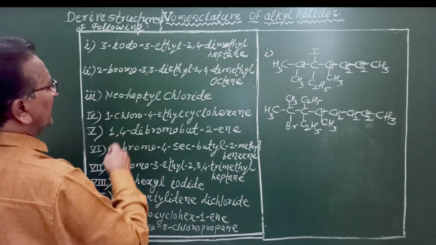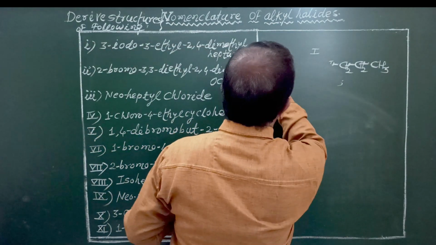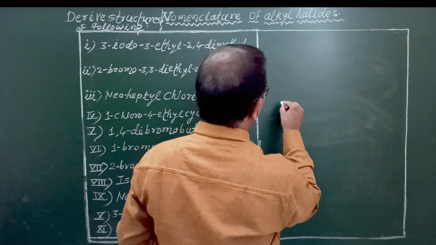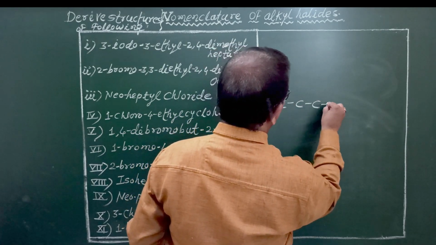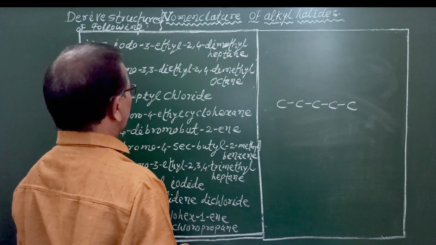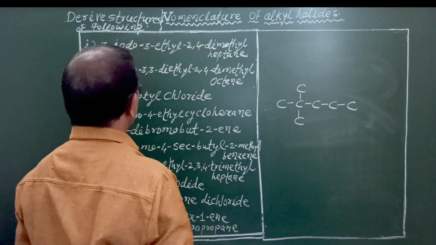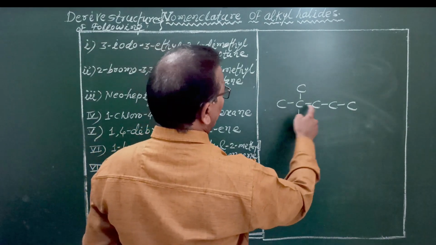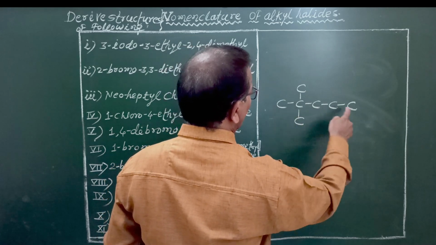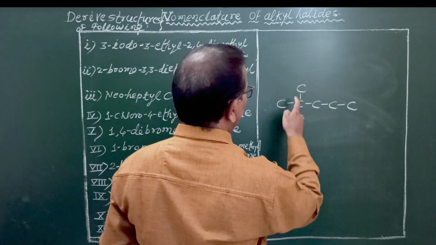What is the next one? Neoheptyl chloride. But this is a common name. Neoheptyl chloride. Hept represents 7 carbon atoms. But since this is neoheptyl, out of 7 carbon atoms, 2 carbon atoms are present in branches on the last but one carbon atom. Therefore, we have to take only 5 carbon atoms in the longest continuous chain. At this carbon atom there is 1 carbon in branch. At this same carbon atom, 1 more carbon atom is in branch. That means the total number of carbon atoms is 5 plus 2, 7. But since this is neo, out of 7 carbon atoms, only 5 carbon atoms are present in the longest continuous chain and 2 carbon atoms we have kept in branches.